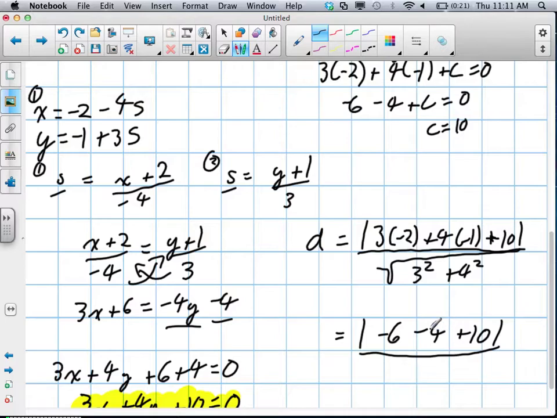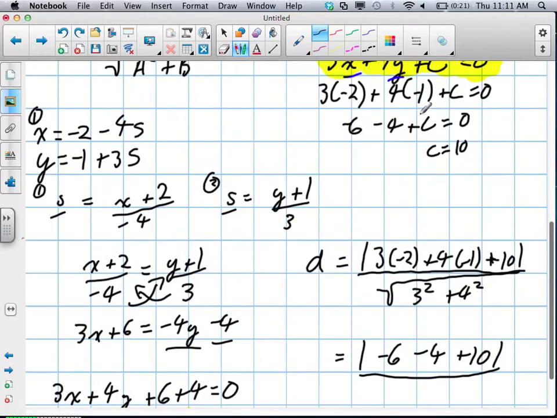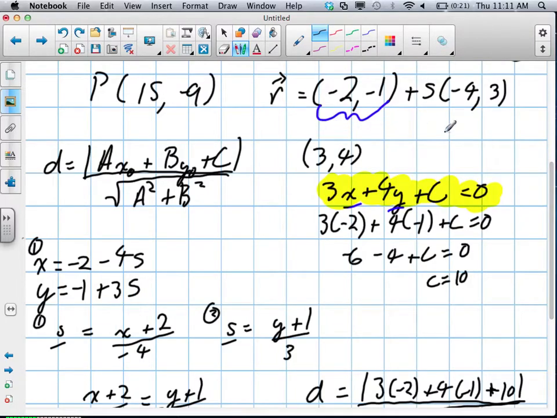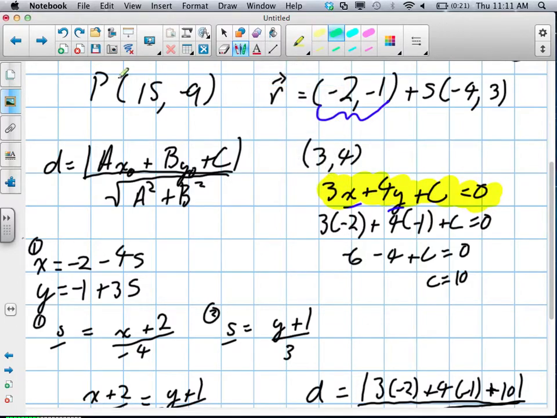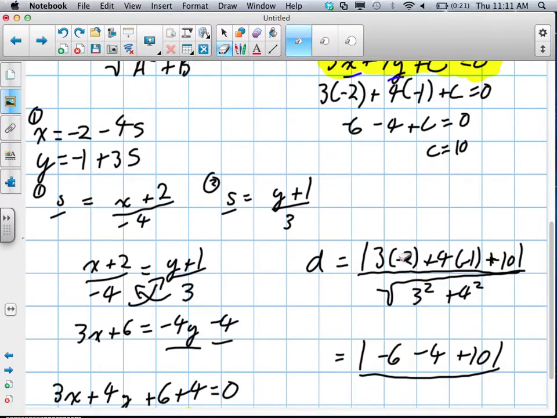Oh, I plugged the wrong point in. Thank you very, very much. I was wondering why we're ending up with 0 there. So, I made a silly error. I called this our x naught and y naught, but our x naught and y naught should be the point we're trying to find the distance from. So 15 and -9. 15 should be x naught, -9 should be y naught. So we're going to make a quick little substitution. 15 and -9. Very different answer this time.